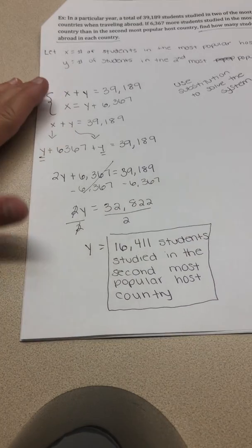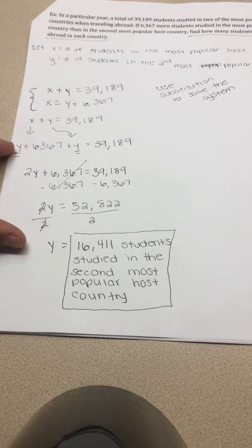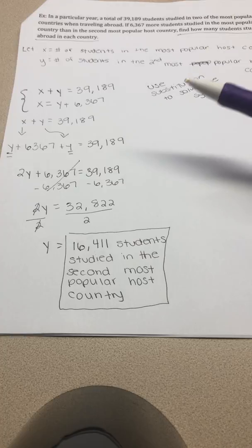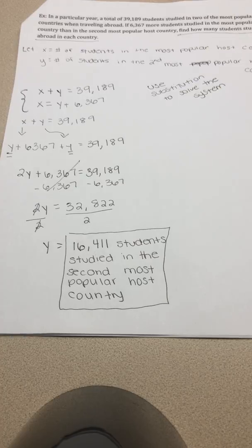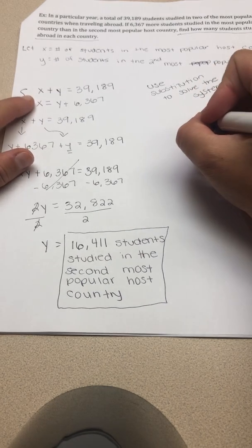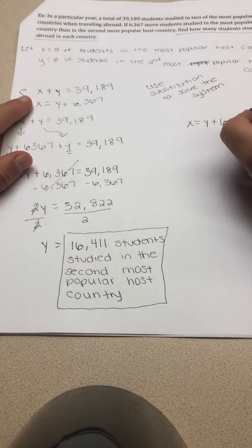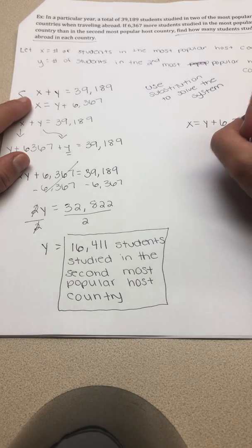So we found how many are in the second most popular, and now we can use that, plugging it into either equation to solve for x to see how many were in the most popular host country. We can use either equation. I want to find out what x equals. The second equation is already x equals, so I'm going to use that one. So x equals y plus 6,367.